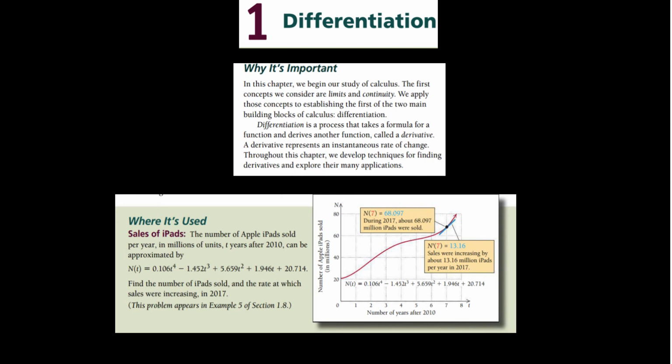So differentiation, why it's important. In this chapter, we begin our study of calculus. The first concepts we consider are limits and continuity. We apply those concepts to establishing the first of the two main building blocks of calculus, differentiation. Differentiation is a process that takes a formula for a function and derives another function called a derivative. A derivative represents an instantaneous rate of change. Throughout this chapter, we develop techniques for finding derivatives and explore their many applications.